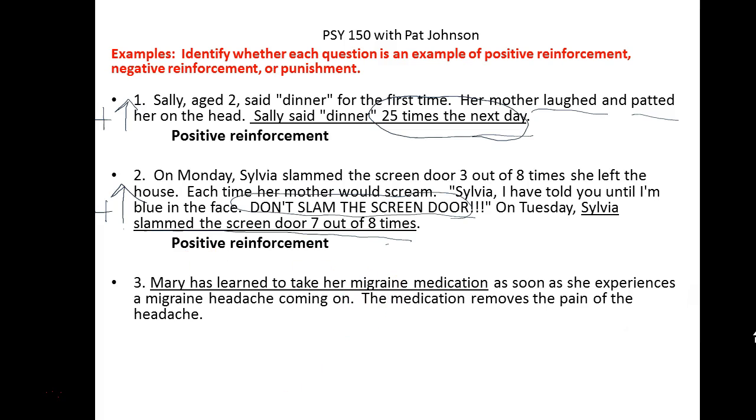All right, here's another one. Mary has learned to take her migraine medication as soon as she experiences a migraine headache coming on. The medication removes the pain of the headache. Well, this is similar to the aspirin question we saw earlier. Something is increasing. Mary's taking her medication more and more because pain is being removed. This is negative reinforcement. Something's being removed and the behavior increases.